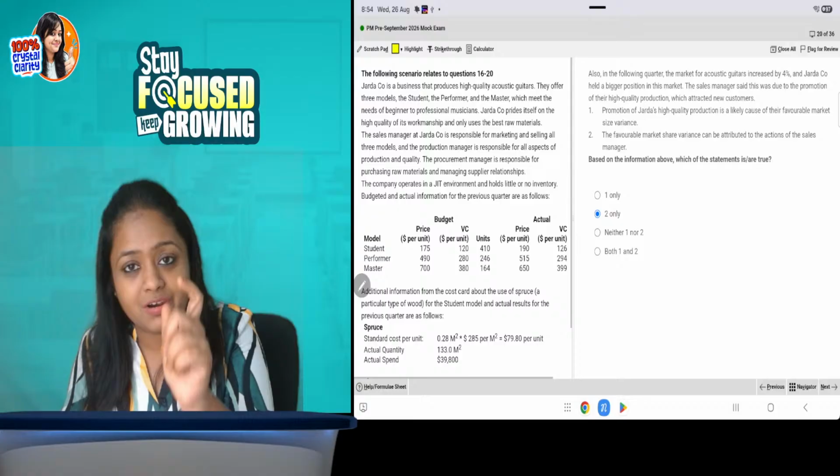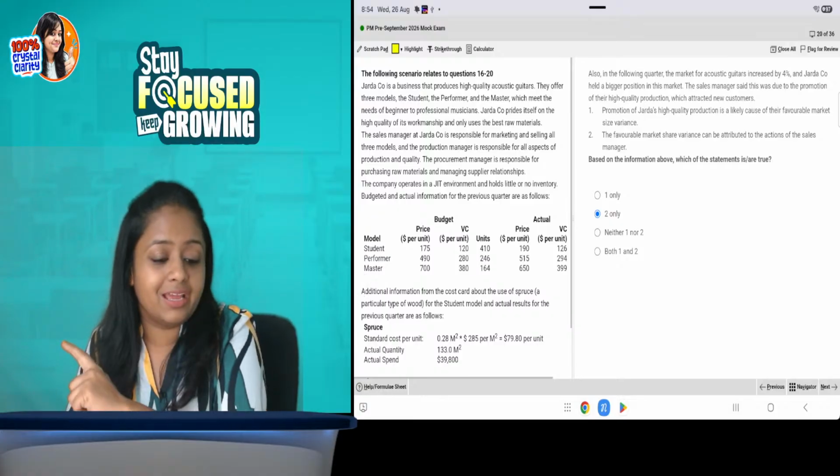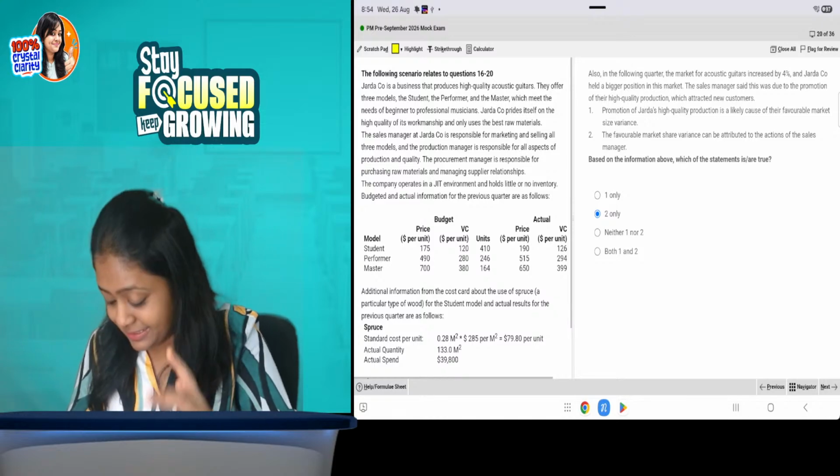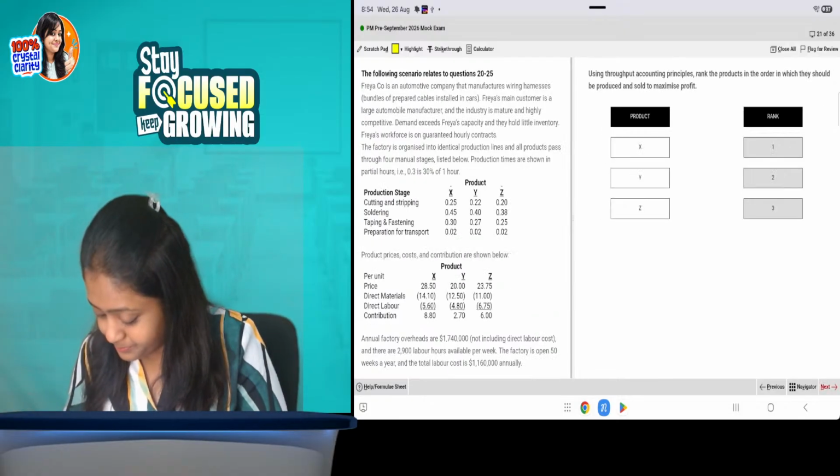Okay, so what was the keyword in the first one? The internal part, production. So just look for the correct keywords like I've been telling you repeatedly. So we are done with the first case study. Let's go to the second case study.